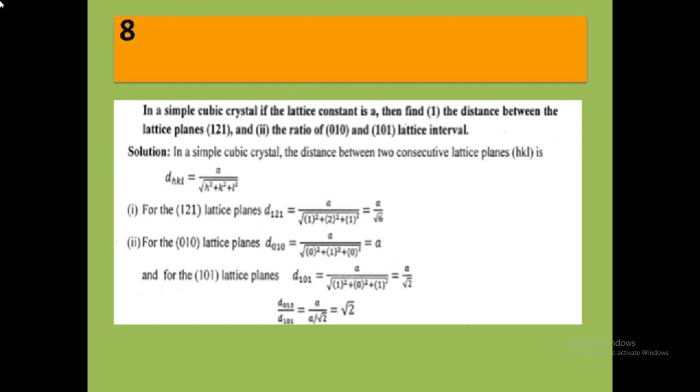Now we need to find the ratio. Therefore d010 divided by d101 is equal to a upon root 2, which is equal to root 2. This is again one of the important questions from the MCQ point.